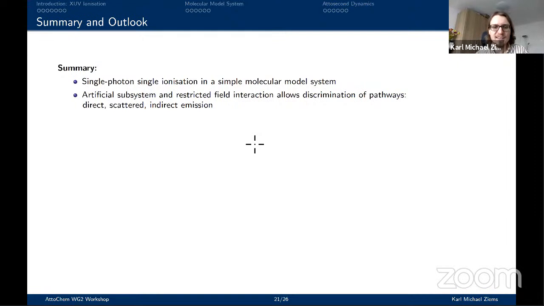So what I showed you is our simple molecular model system, which we use to try to mimic single photon, single XUV ionization in an arbitrary molecule with valence electrons. And we used some artificial subsystem in a restricted field interaction to try to relate to the semi-classical picture and to discriminate different pathways, which we named following direct, scattered, and indirect emissions. We saw that we have pronounced shake and knock processes, and that we have time delays in these different pathways.